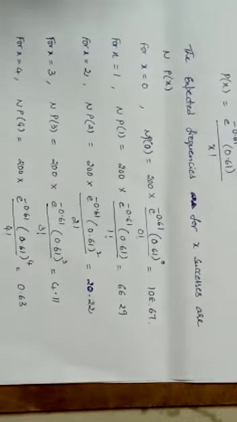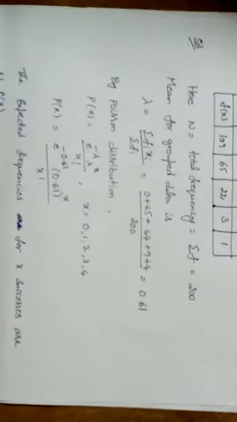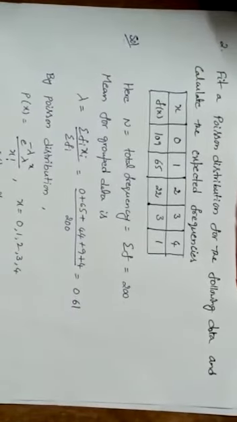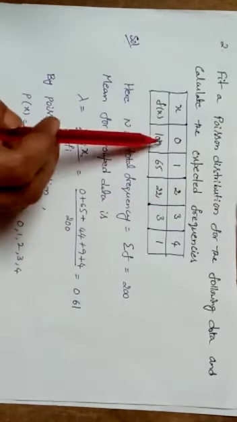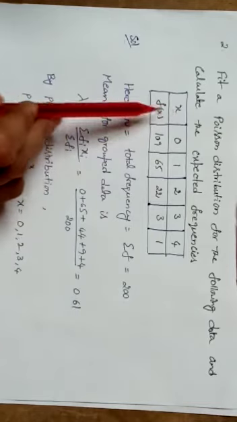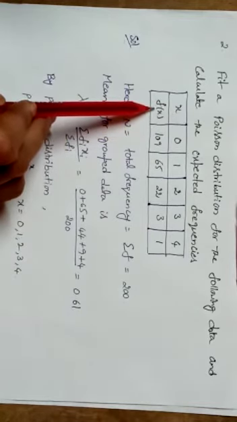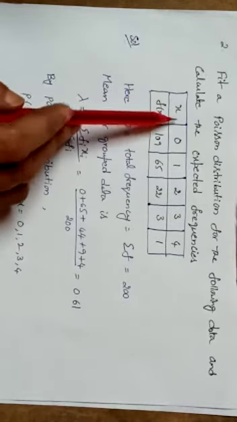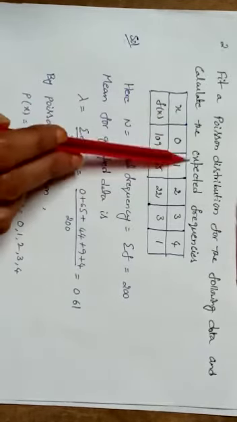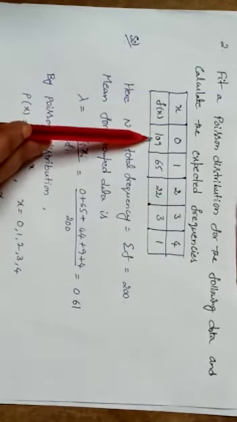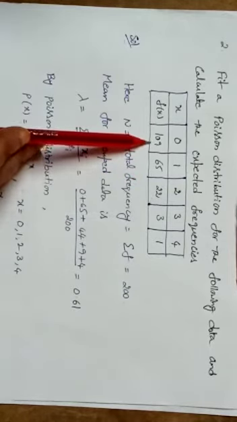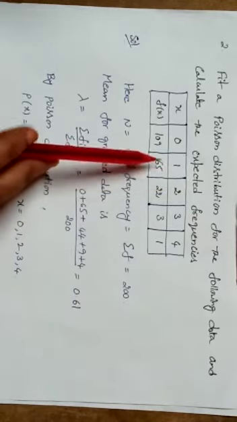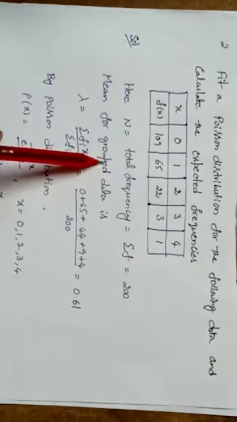Next, the last model of this Poisson distribution: fit a Poisson distribution for the following data and calculate the expected frequencies. We have the table of x and the function in x, which are the frequency values for x. What you need to find are the expected frequencies. Here we have the observed frequencies. Whether observed frequencies equal expected frequencies or not, we will conclude from this solution.